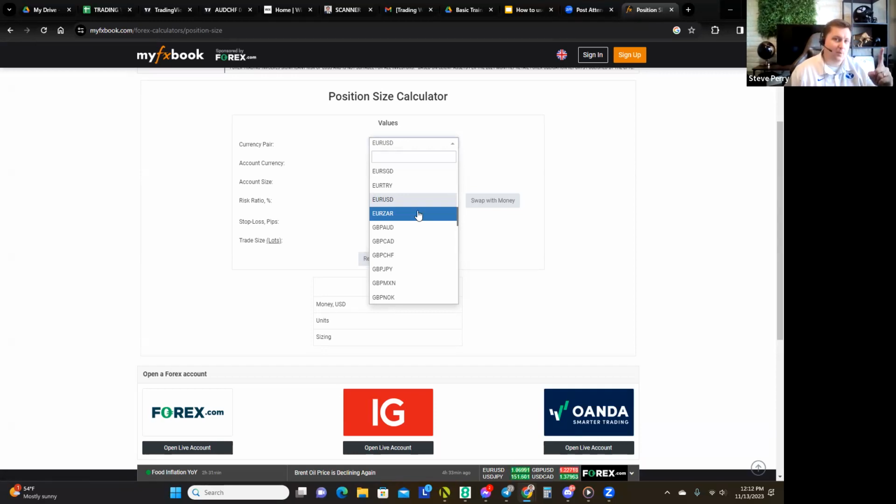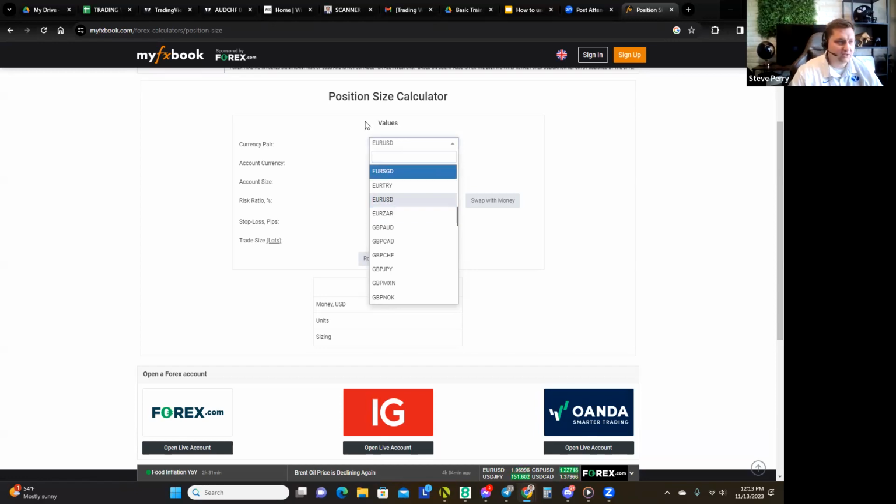So if you make a pip on the euro pound, but you make a pip on, say, the euro franc, which has, or excuse me, not the euro franc. Let's do the euro yen. Euro yen has a huge ADR, and then the euro franc has a small one. Okay, or euro pound has a small one. So it's more impressive to make a pip on the euro pound or the euro franc.